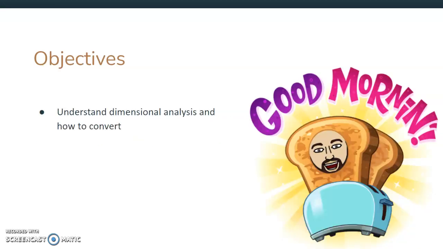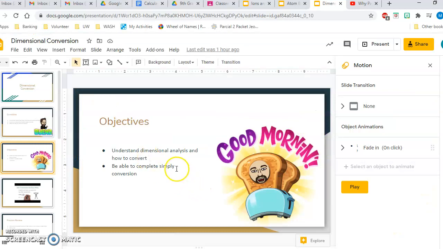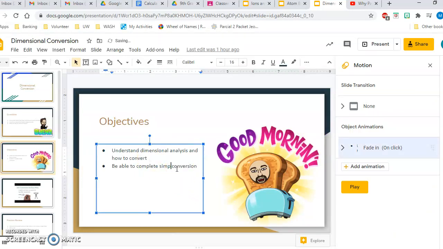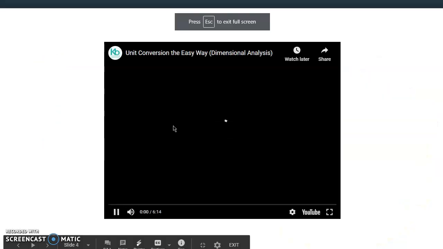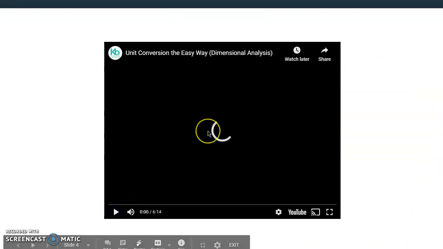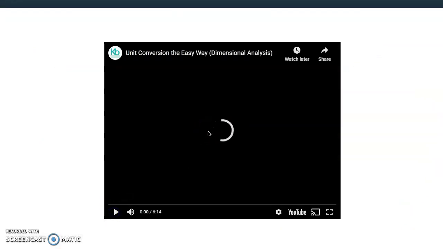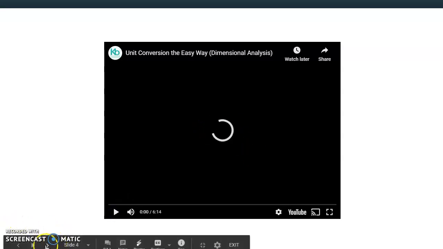The objectives today are to understand dimensional analysis and how to convert, and then be able to complete simple conversions. So we want to be able to complete simple conversions by the end of today. We'll walk through and practice a couple as well. As always, we have a great video that I found to explain this, so please pause this video now and watch this, and then we'll get going on the rest of this presentation.